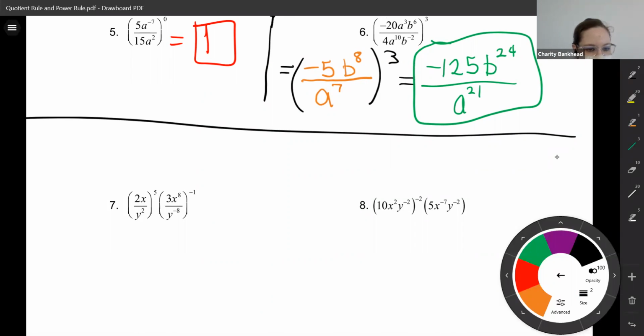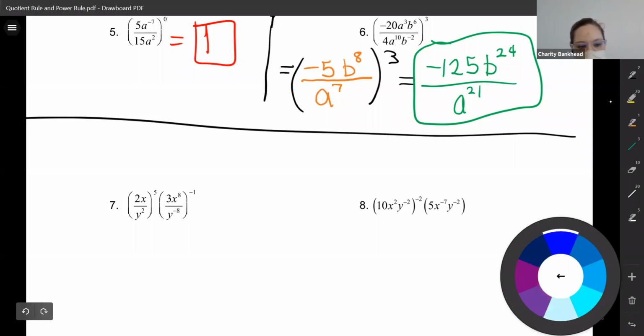Number 7. Okay, so I'll go ahead and start by distributing the power of 5 in that first set of parentheses. So 2 to the 5th power, x to the 5th power, and then 2 times 5 is 10, so that's over y to the 10th power.